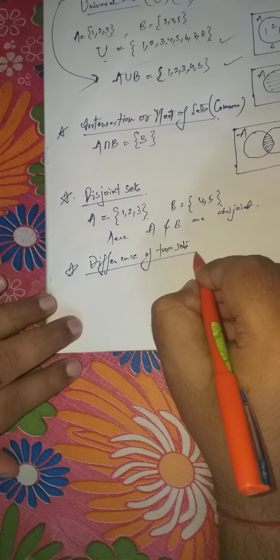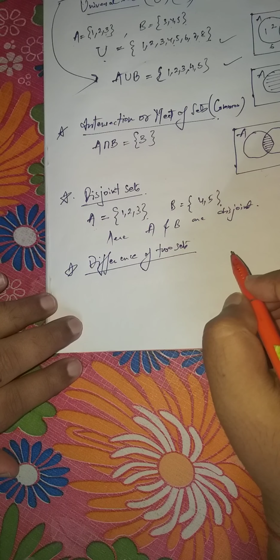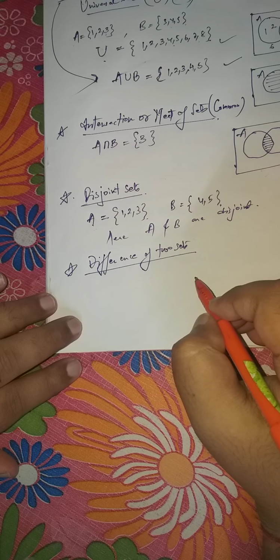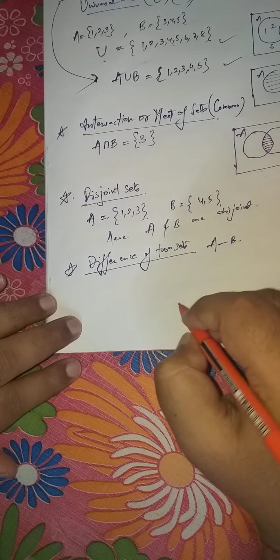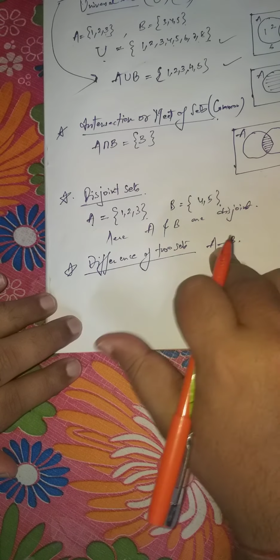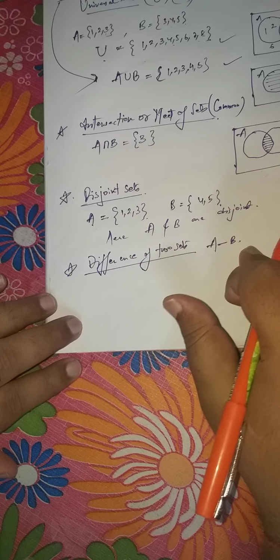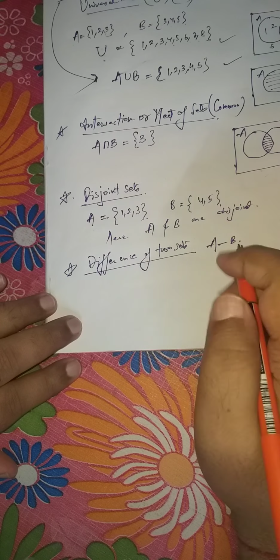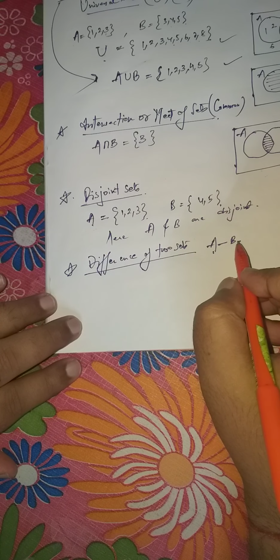Now the next thing, difference. See, the difference of two sets. The difference of two sets A and B is the set of elements which belongs to A but does not belong to B. If you want to write the difference, you will write it like this: A minus B is the set of elements which is there in A but does not belong to B.